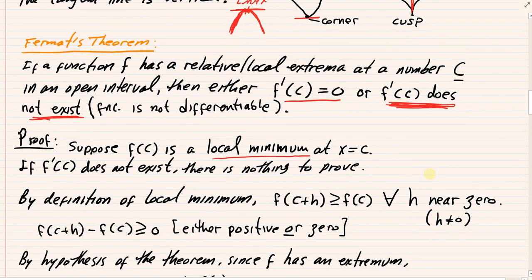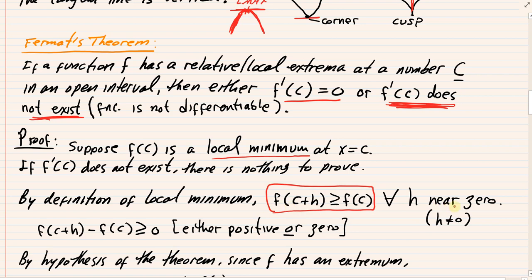But look at the other case. Let's say for the case where there's actually a local minimum and it has to be where f prime at c must be 0. So this time, by definition of a local minimum, remember this is the definition of local minimum, there is no point lower than f at c.